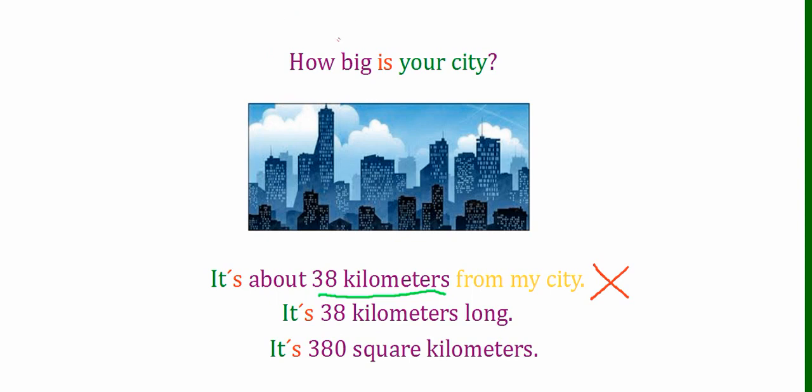The next one uses kilometers again, and it ends in long. And the question wasn't asking for length, it was asking for area. So this one is incorrect. And this last one, it's 380 square kilometers. Well, this one's correct, and we can see because we've used square. And square is what we use when we talk about area. So this is the correct response. How big is your city? It's 380 square kilometers.